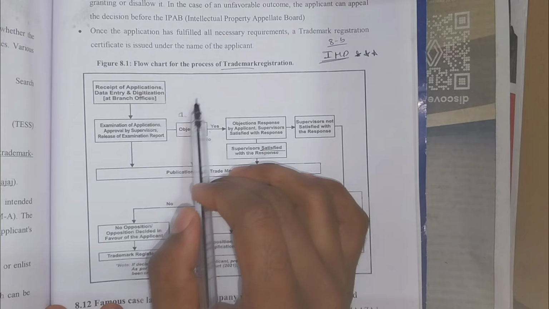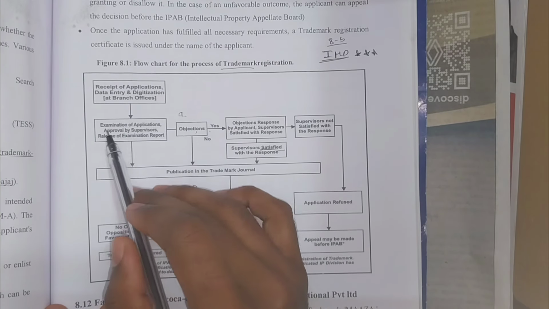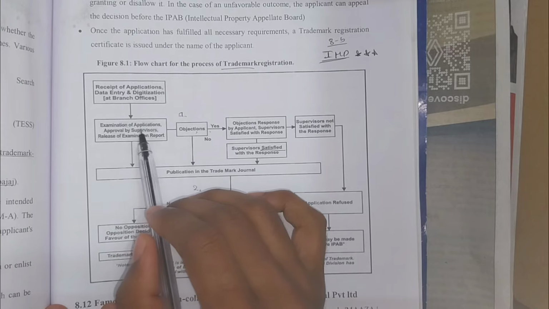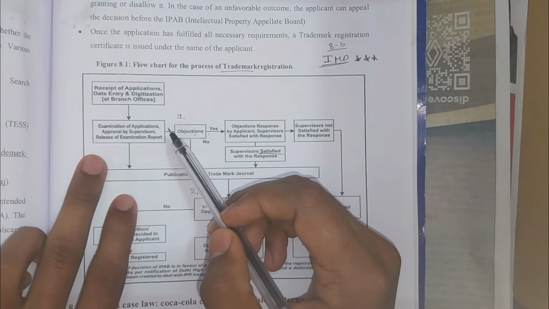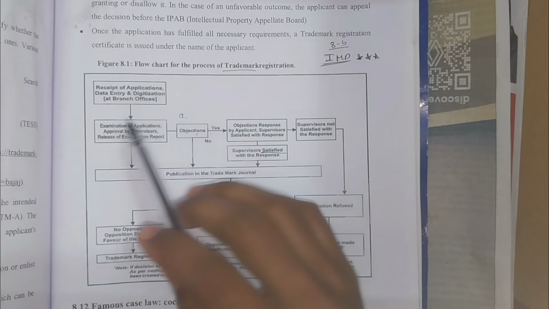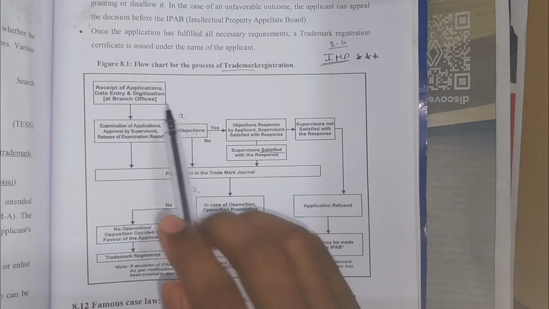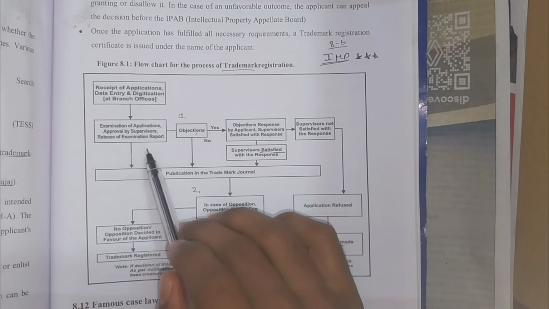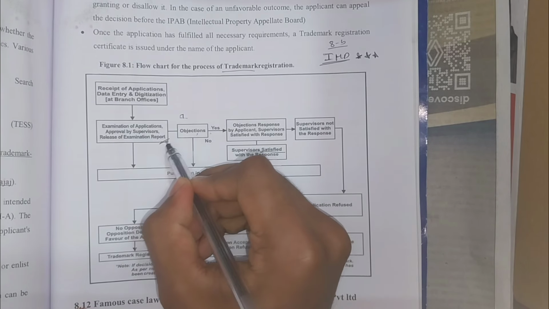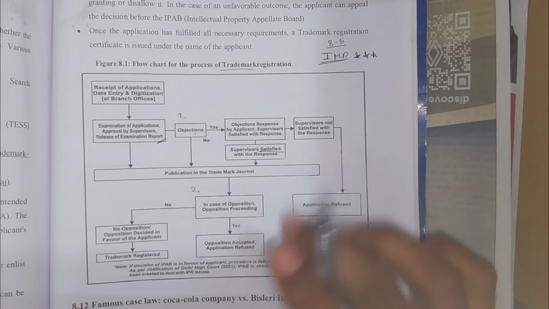So once the application is all done, it will go through an examination of application. Examination of application means that it will go under a supervisor to evaluate or examine that application. Once the supervisor starts working, they release an examination report. After the examination is all done, they will release an examination report.